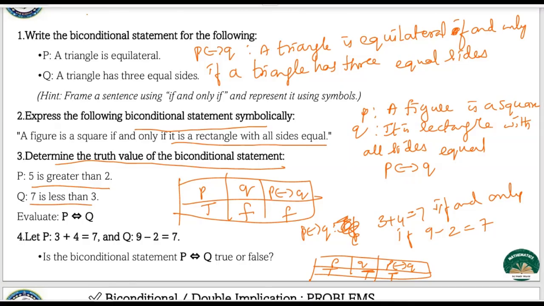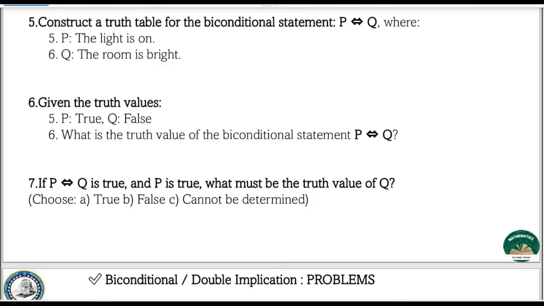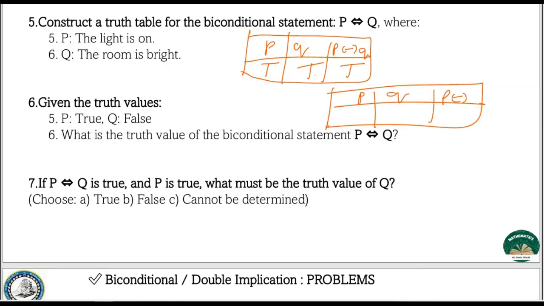Moving with the next example. Construct the truth table for the biconditional statement. Truth table: P, Q, P double implication Q. So the light is on. Suppose we imagine light is on. The room is bright. Yes, it is bright. If both are same, the answer is T. Then next one, you have P, Q, P double implication Q. It is saying here if P is true and Q is false. If both are same, it is T. If not, it is F. Write the truth value of the biconditional statement.